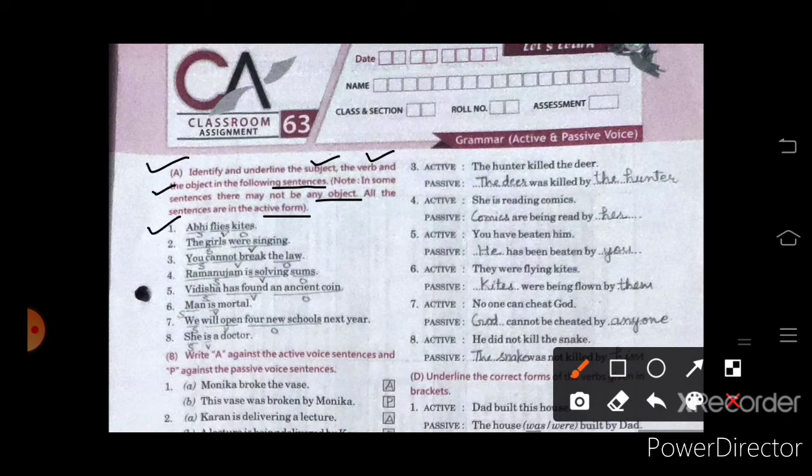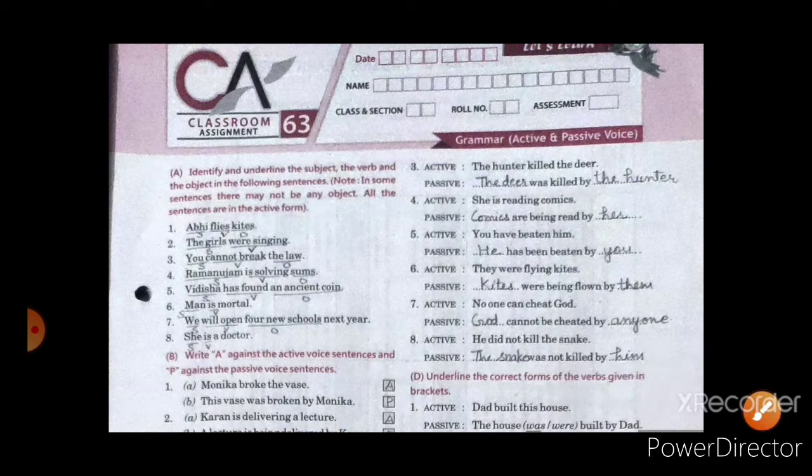First one is Abhi is subject, flies is verb and kites is object. In the second one, the girls, that's our subject. Were singing, that's our verb. Here, no object is given. In the third sentence, you is subject. Can't break, that's our verb. And the law is our object. Same as just write subject, verb and object in the following sentences.